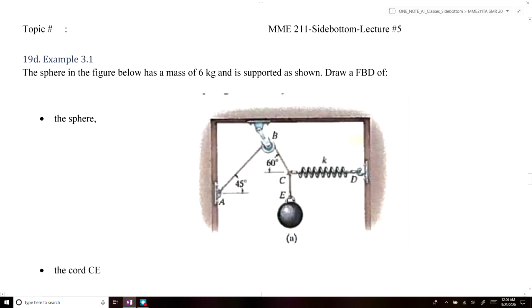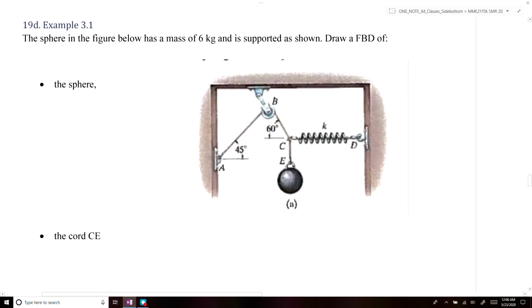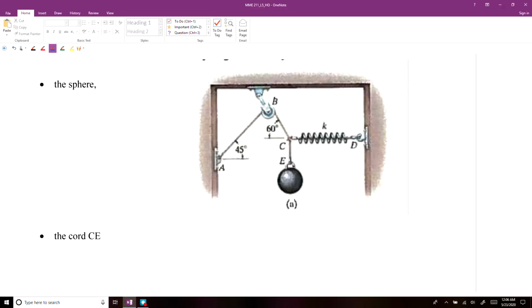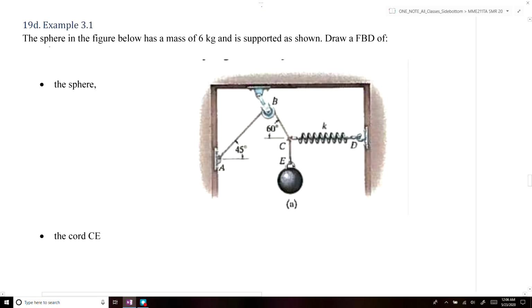All right. So we're going to use these three steps to draw a free body diagram of a few particles within this system here. So we have a mechanical assembly where we have a weight that's being supported by a cable and a pulley, and it's also supported by a spring. What we're going to do is draw a free body diagram of multiple parts of this system. We're going to start off with the sphere.